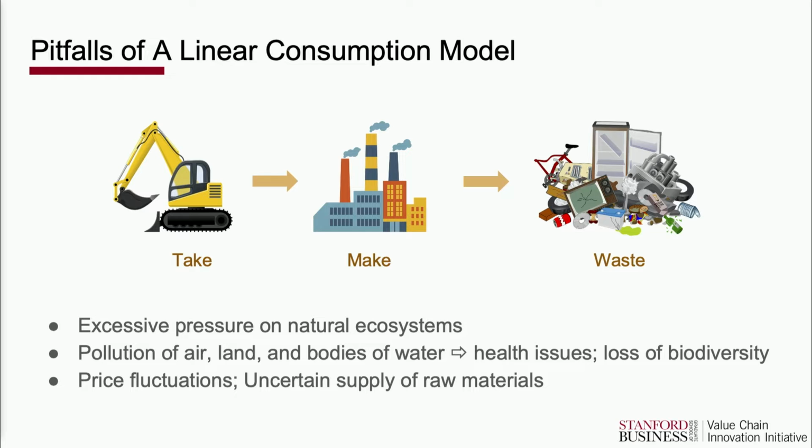It puts excessive pressure on natural ecosystems, which often cannot regenerate fast enough to keep up with the rate of consumption. Making and disposing of products create a lot of pollution and can also lead to other issues such as human health issues and loss of biodiversity. And also because some of those resources have finite supply and can be found only in certain geographical locations, it can lead to uncertain supply of those raw materials and to price fluctuations.